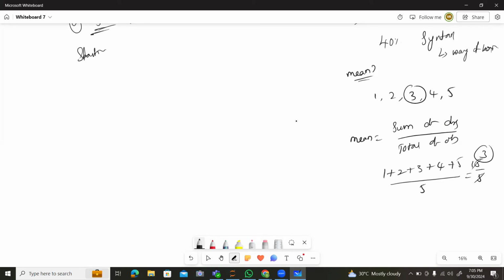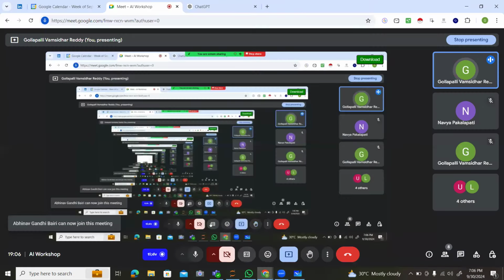The given numbers are 1, 2, 3, 4, 5. These are the smallest numbers, so you can easily calculate it. But what happens if you are provided with a huge amount of numbers?